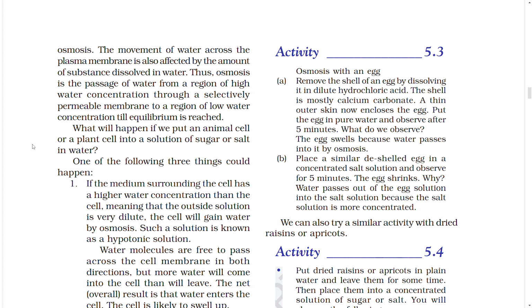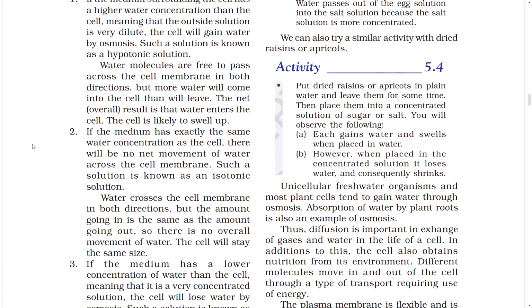We can also try a similar activity with dried raisins or apricots. Activity 5.4. Do this. Put dried raisins or apricots in plain water and leave them for some time. Then place them into a concentrated solution of sugar or salt. You will observe the following. A. Each gains water and swells when placed in water. B. However, when placed in the concentrated solution, it loses water and consequently shrinks.